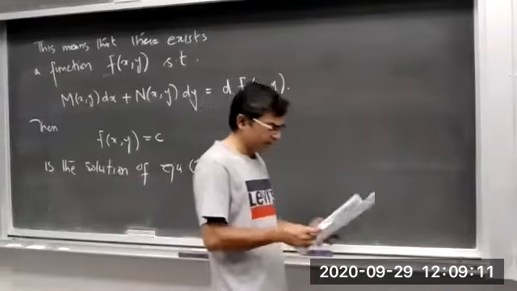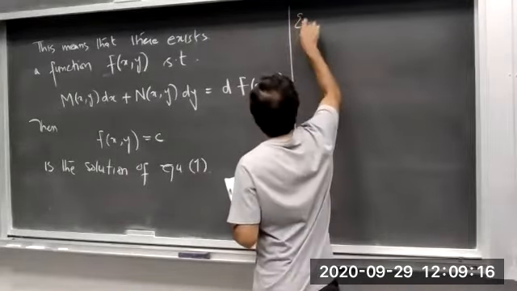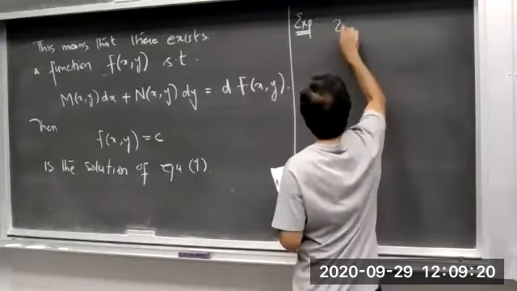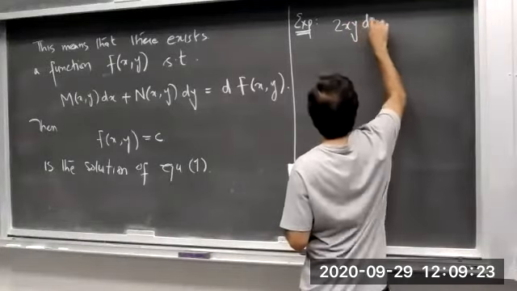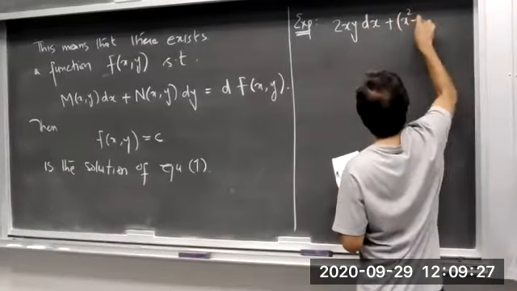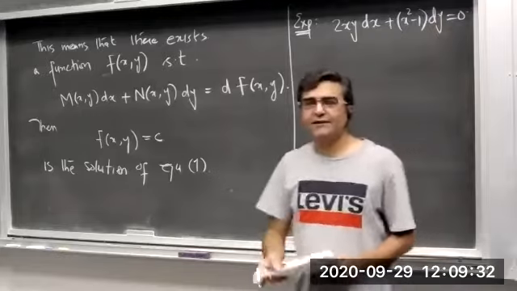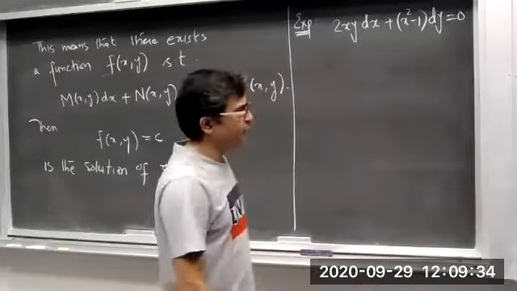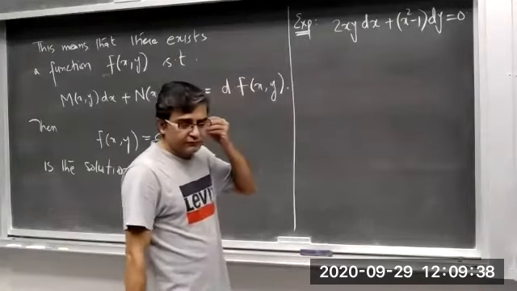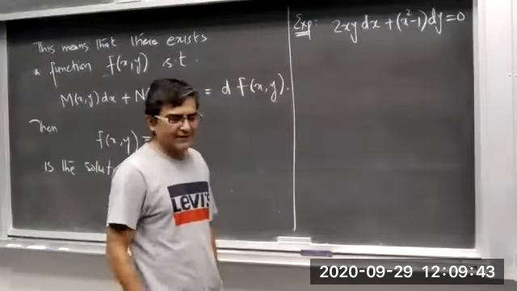Now, for example, let me explain this with the help of examples. Let we have an equation of this kind, 2xy dx plus x square minus 1 dy equal to 0. Now, what is this? This is a differential equation. Now, we are going to investigate whether this differential equation is an exact equation or not.